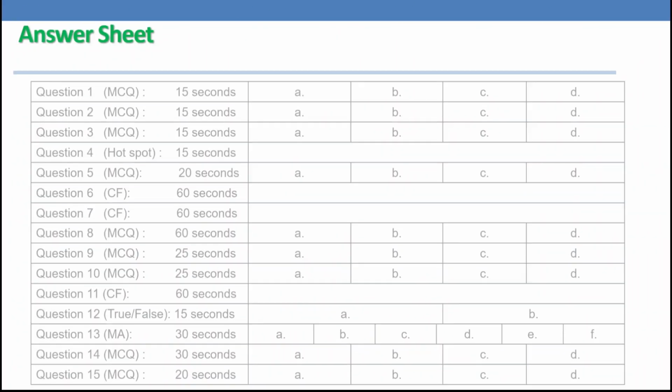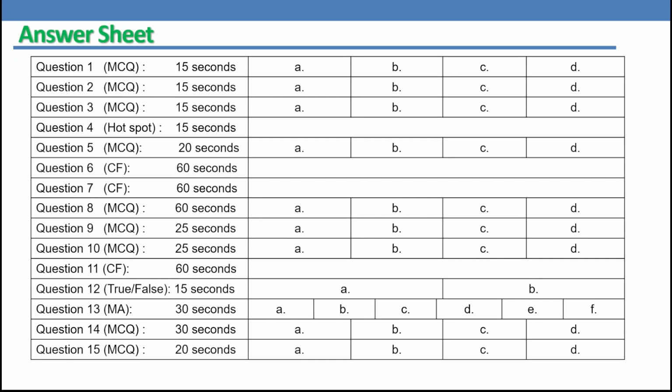To be well organized, I'm going to give you some advice. I'm going to provide here the answer sheet for this quiz. So the quiz consists of 15 questions, as you can see here. So question number, the type of the question, and the time for each question. For example, question number 1 is MCQ, 15 seconds, and you are going to choose between A, B, C, and D, and so on for other questions.